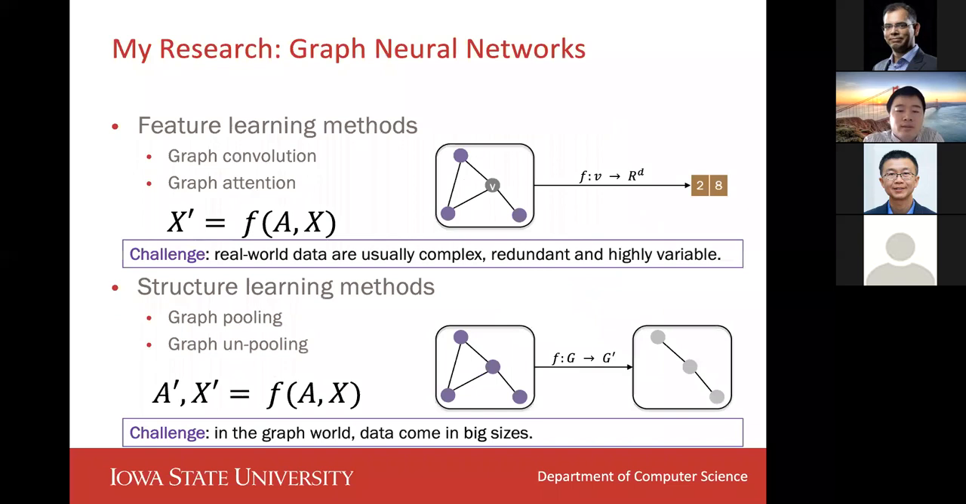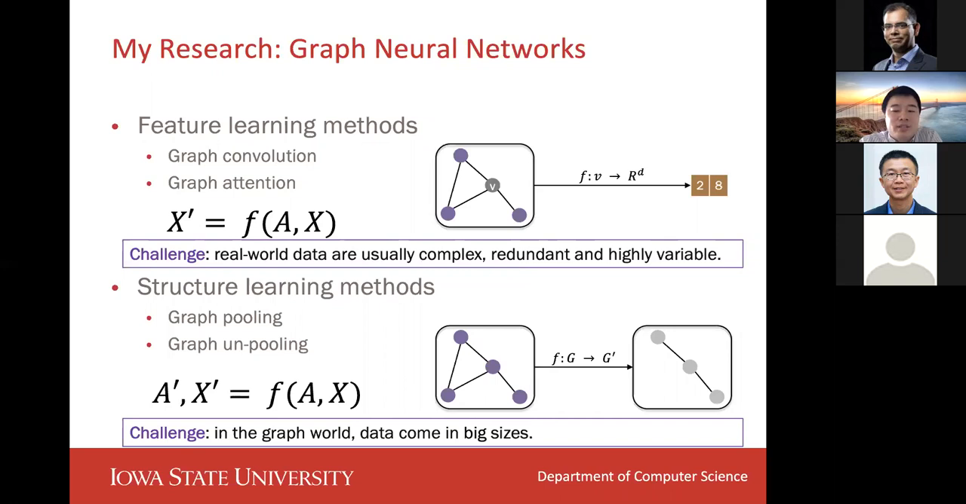My research on graph neural networks mainly includes two parts: feature learning and structure learning. Feature learning is motivated by the fact that machine learning tasks like classification often require the input to be mathematically and computationally convenient to process. However, in the real world, data such as images, videos, and sensor data are usually complex, redundant, and highly variable. So it is very necessary to discover useful features or representations from the raw data. Traditional handcrafted features often require expensive human labor or rely on expert knowledge, and they do not generalize well. This motivates us to design efficient feature learning techniques to automatically generate the features.